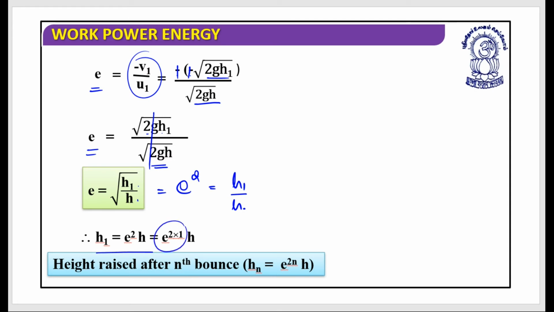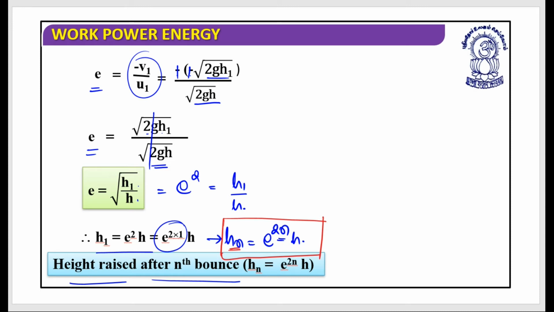Even this can be written as e to the power 2 into 1, into h. In a generalized term, this could be written as hn is equals to e to the power 2n into h, where hn is the height raised after the nth bounce. Yes, after the nth collision. So this is the relation we are looking for. This is hn equals e to the power 2n into h. This is the height of an object after the nth collision or after the nth bounce.